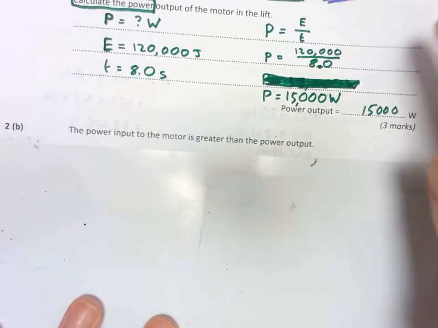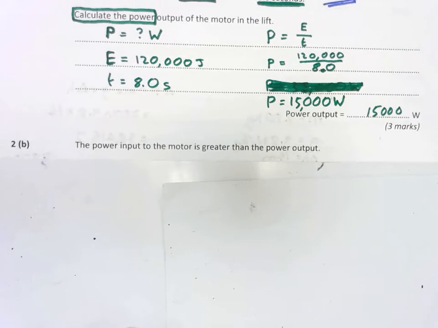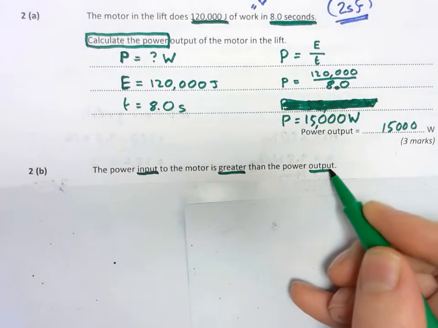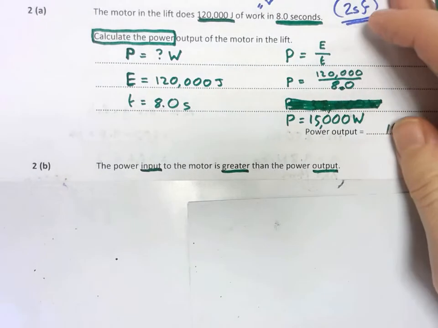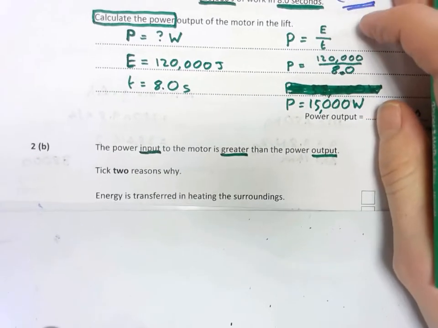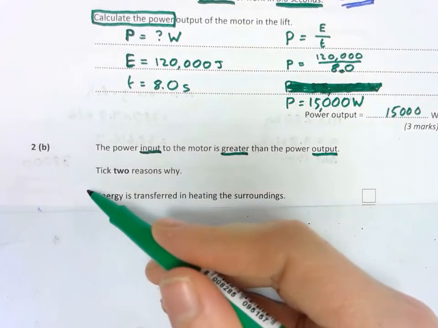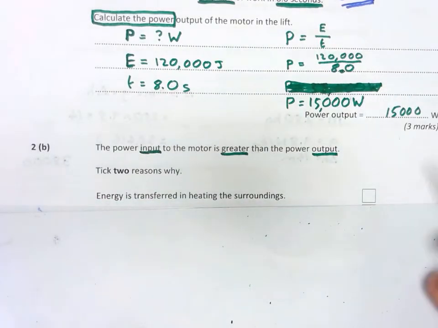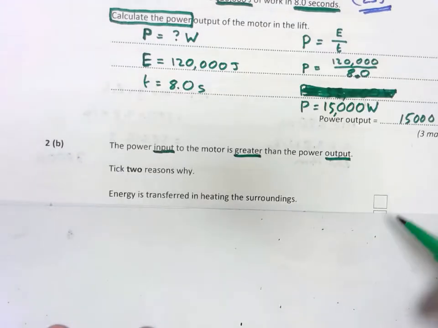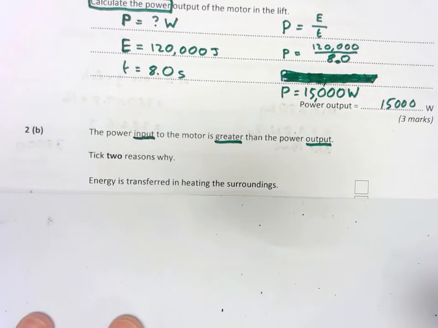The power output of the motor is greater than, so the power input is greater than output. Tick 2 reasons why. We're going to work through these one by one. I'm going to put a little tick on the left hand side so I'm not interfering with my boxes if I think it is a good reason, and hopefully we'll end up with 2 ticks and then I can transfer those in. If I end up with 3 or only 1, then because I haven't interfered with my boxes I can just have a closer look at those.